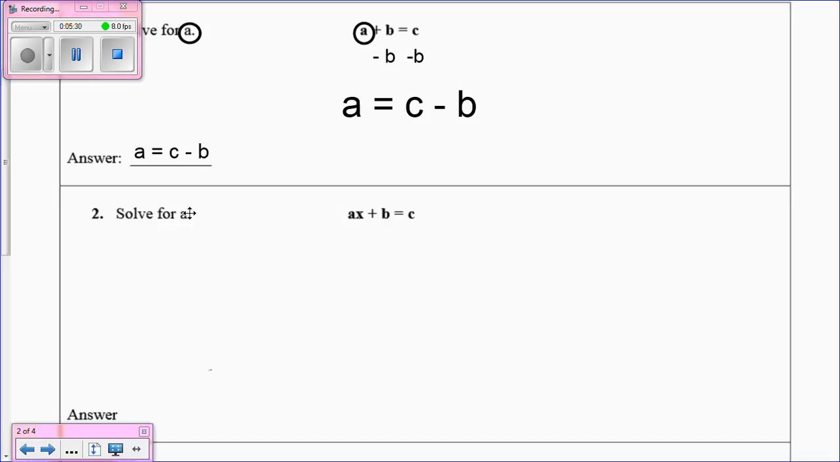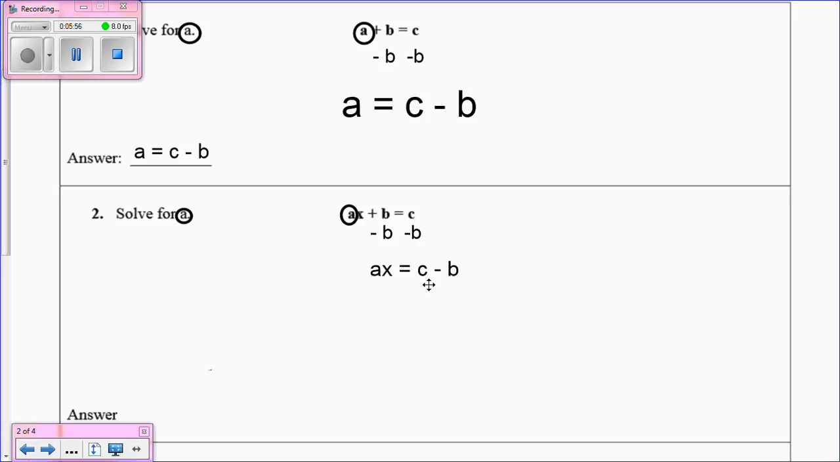So here, I've got to solve for a again. I'm going to circle it. Well, what's happening to my a right now? It's being multiplied with an x, and it's being added to a b. So I'm going to use SADMEG to undo this. SADMEG says to undo subtraction and addition first, so I want to get rid of this b first. How do I get rid of the b? I subtract b, and I do it for the other side. Okay? So these b's are going to cancel out, leaving me with ax.